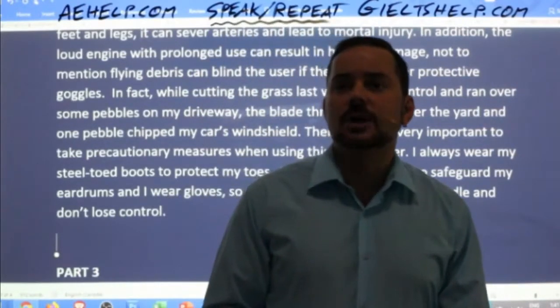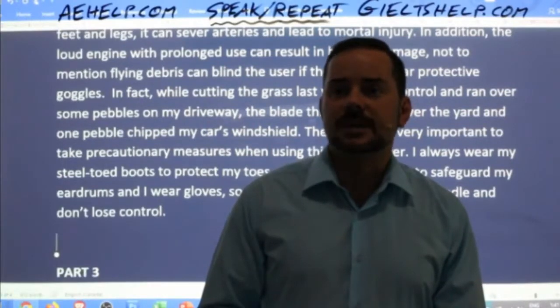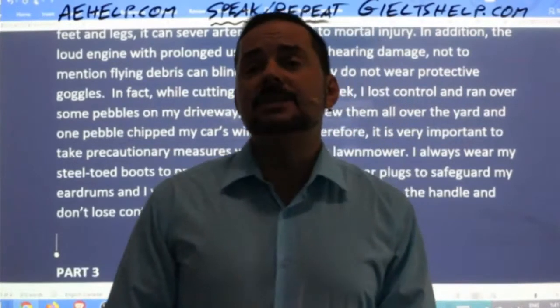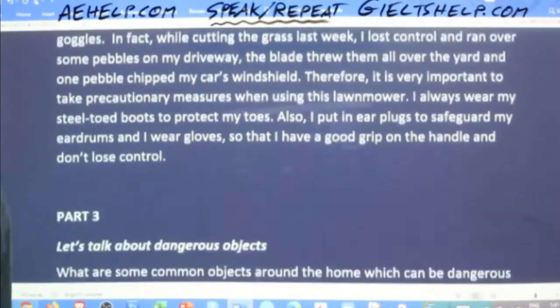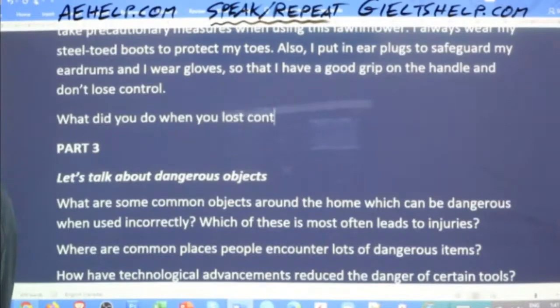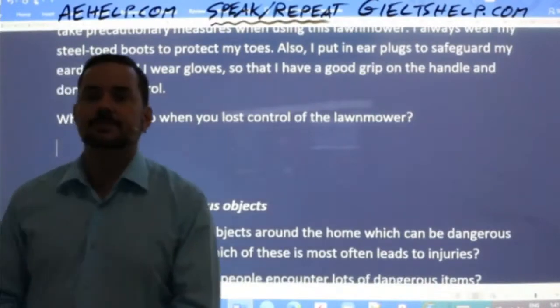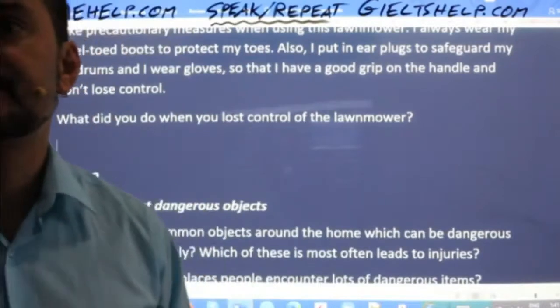Oh, it says, what should you do if you get wrong with dangerous objects? Okay, Otis, be specific. So Otis, something like this. What did you do when you lost control of the lawnmower? Okay, that could be a good question. So again, the question will be specific.